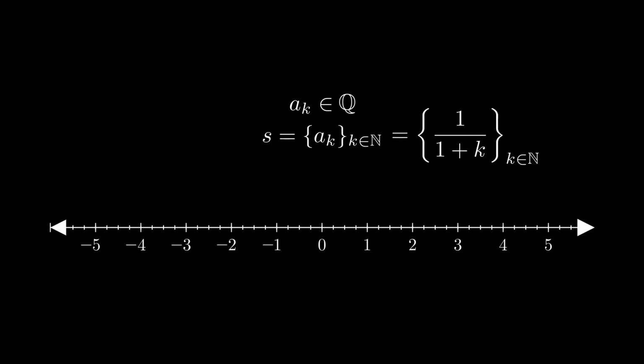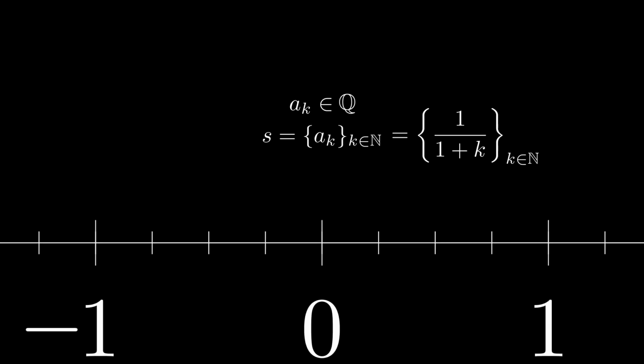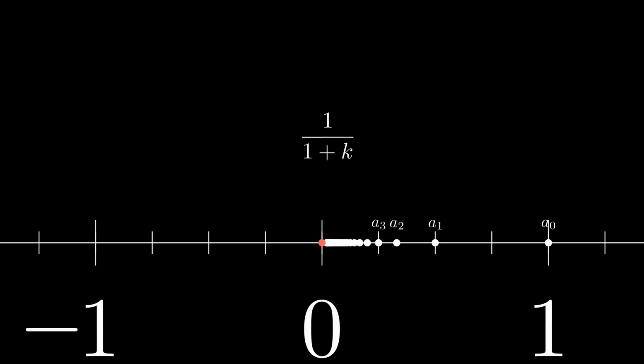An example of this is the sequence 1 over 1 plus k. This sequence is bounded above by 1 and below by 0. As you can see, each element is less than the previous. In more formal language, the sequence is monotonically decreasing, and so the elements are approaching the lower bound 0. However, the sequence never actually reaches 0, and it's fair to ask, is 0 what the sequence is approaching, or is it something else very close to it?